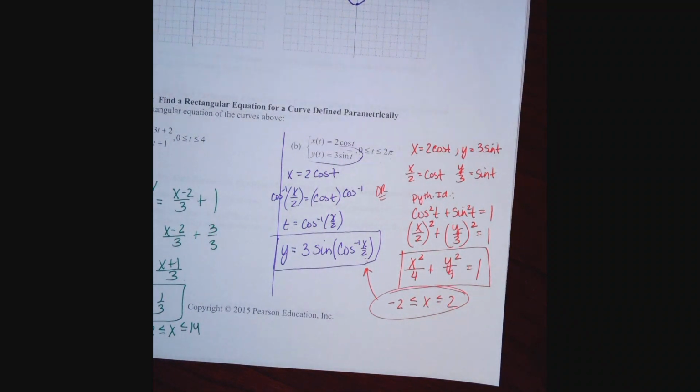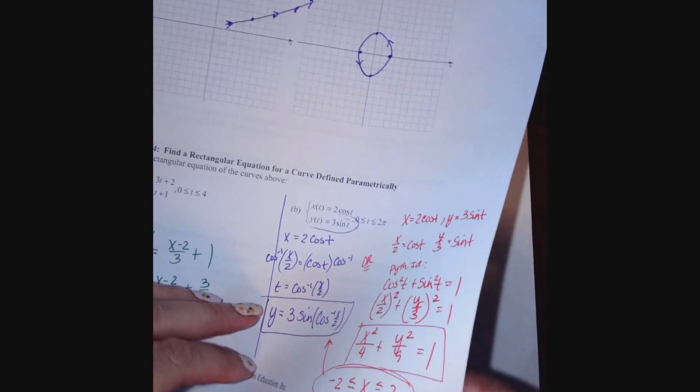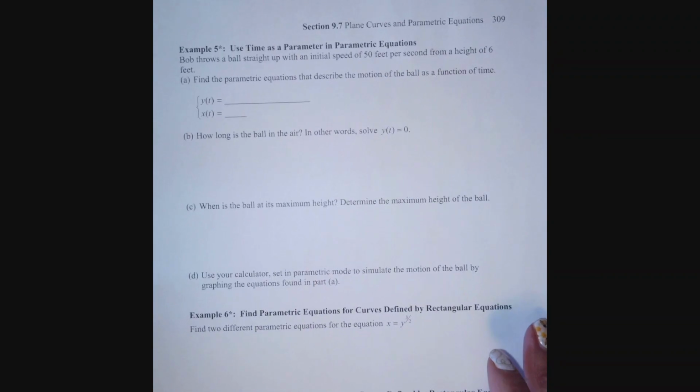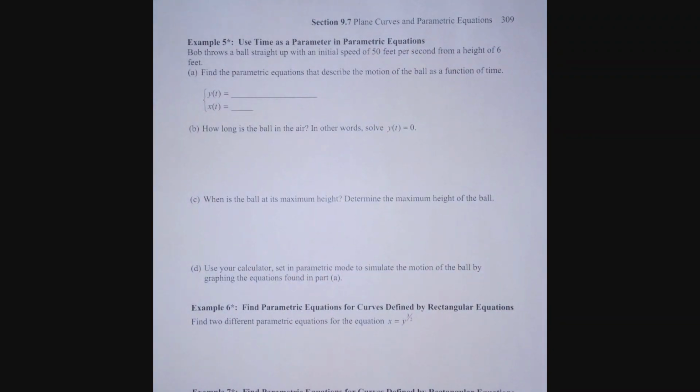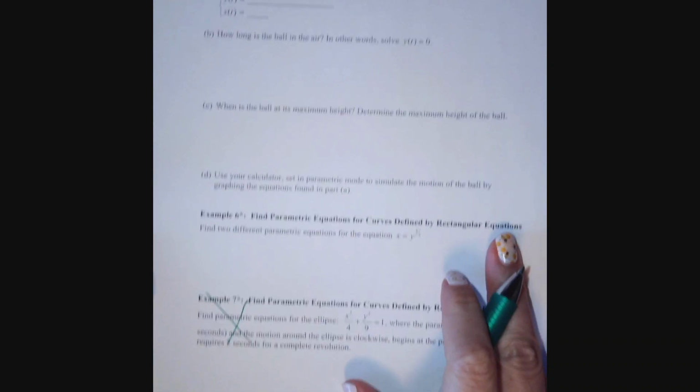All right, one more page in these notes, and we will be done with chapter 9. I nearly took out my document camera. Example 5, using time as a parameter. Now this is kind of an application problem that we're going to look at. We are, by the way, going to skip number 7 down here at the bottom. We're going to stop at number 6.